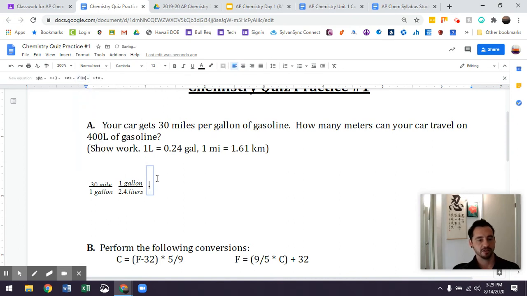So I'm actually converting gallons first. Gallons to liters. You'll see that gallons and gallons cancel out, lining up with liters on the bottom. Then we need to go from miles to kilometers. So there's 1.61 kilometers for every 1 mile.